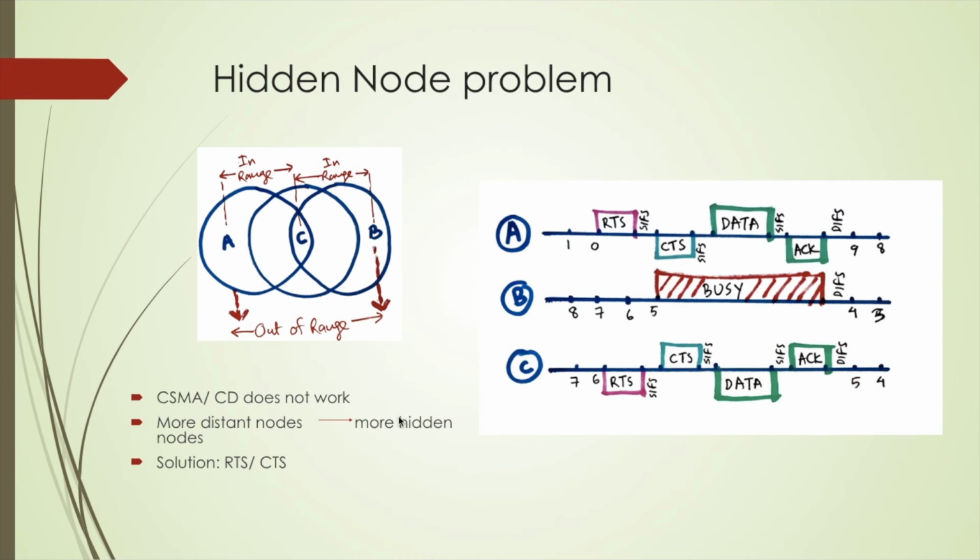And the solution in this case also is RTS-CTS, because as you can remember, CTS will be sent to both A and B, and A will successfully go into busy state, and in this way the collision will be avoided.